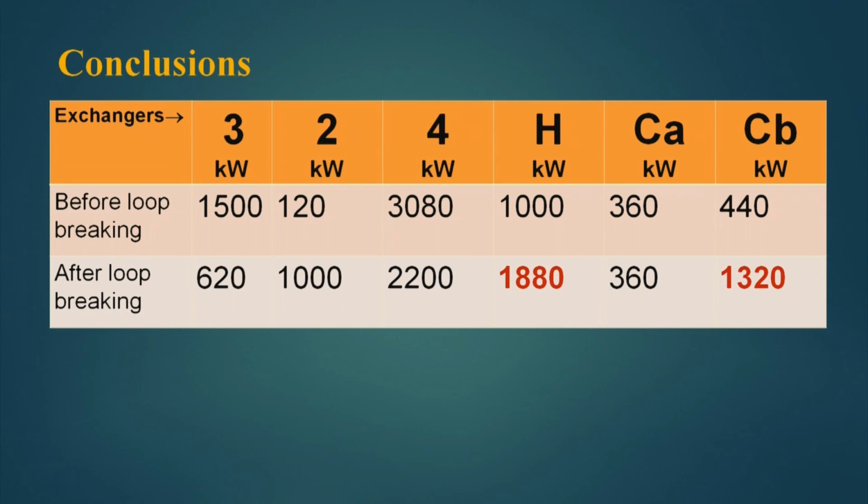Now, this is a table which shows exchanger 3, 2, 4 and this is heater, these are two coolers. Before loop breaking this was 1500, this was 120, this was 3080, this was 1000, this was 360 and this is 440. After the loop breaking its size decreases to 620, but its size increases to 1000, its size decreases to 2220, but its size increases to 1800, this remains same and the size increases to 1320.